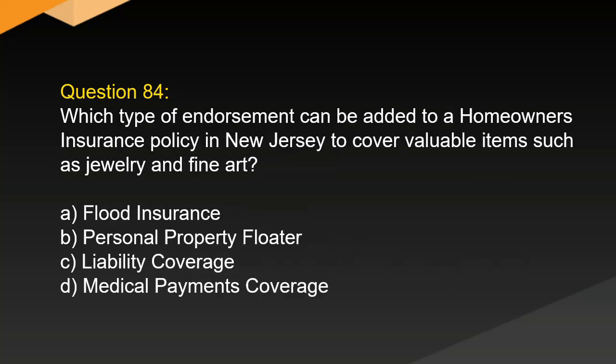Question 84. Which type of endorsement can be added to a homeowner's insurance policy in New Jersey to cover valuable items such as jewelry and fine art? A. Flood insurance. B. Personal property floater. C. Liability coverage. D. Medical payments coverage.